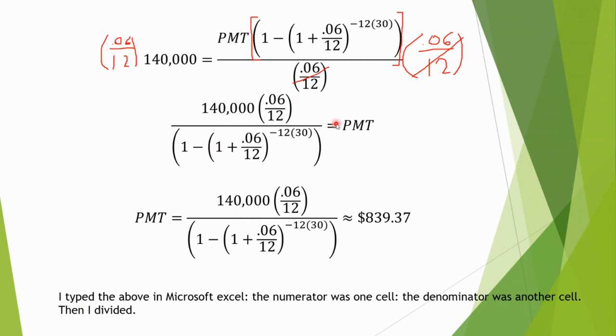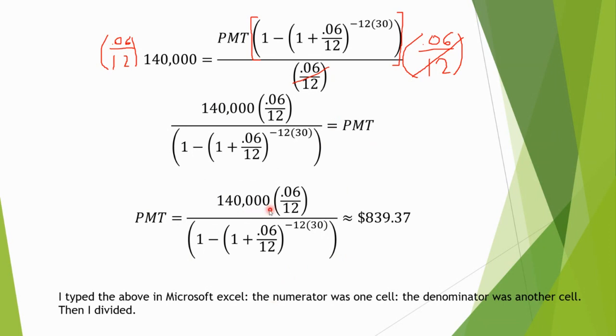Doing that, we get PMT all alone on the right side, and we've got everything else here. Well, now I moved it over to the left, as you can see. Now you could do this in your calculator, although it might be kind of a pain, but you can also do this in Microsoft Excel or Google Sheets.